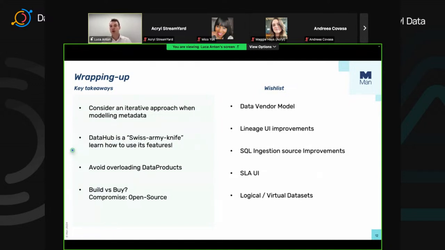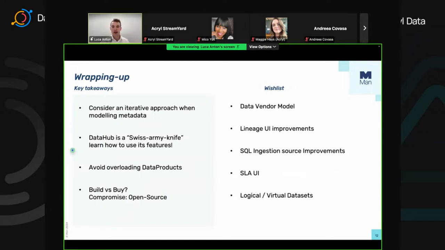A couple of things on our wish list, so things that would make our DataHub experience a bit better. Obviously, as mentioned before, a data vendor model, although realistically, we're probably going to be looking at building it ourselves, and maybe if there's appetite for it, upstreaming it, I don't know. Some improvements for the lineage UI and the SQL ingestion source would be nice. SLA UI, so what do I mean by this? Essentially for a particular data set, if you'd be able to see that it's supposed to be updated at a particular point in time, and if it misses that update time, we should get an alert or notification, that sort of thing.